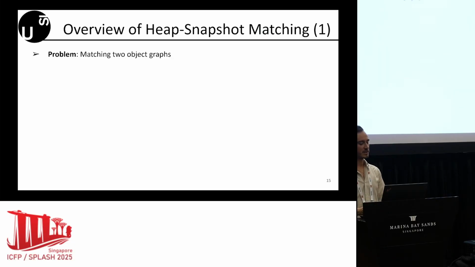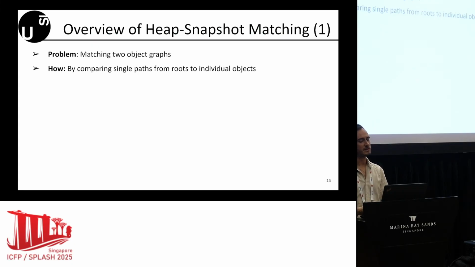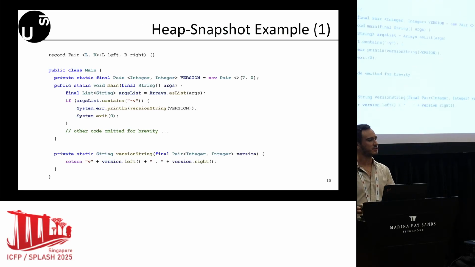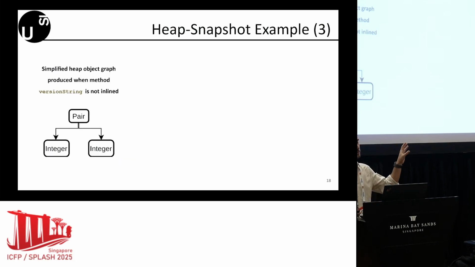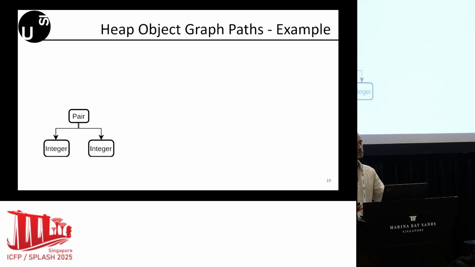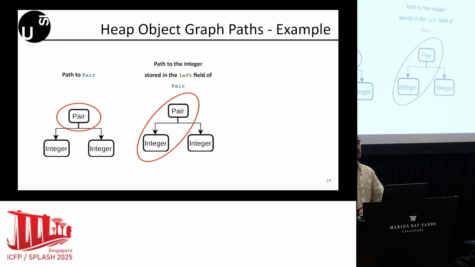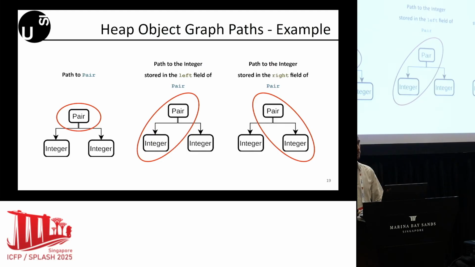So our problem becomes matching two different heap object graphs. We simplify this problem by comparing single paths from roots to individual objects. Let's consider again our example Java code, and in particular the case where the pair instance is constant folded into the main method. This produces simplified heap object graphs that look like this. So we have a pair and two integers as children. We identify the pair instance using the path consisting of the pair itself, the integer in the left field using this path, and the integer in the right field using this other path.